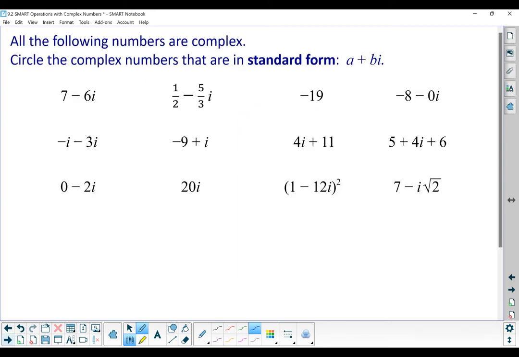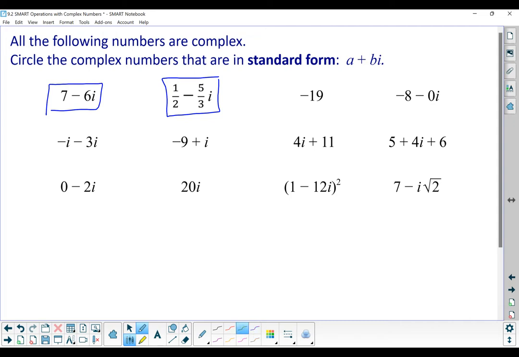So I have some examples of complex numbers. Some of these are in standard form and some of them are not. I'll just go through the list and talk about which ones are and aren't. So this one is in standard form. It has the real part first, 7, and the imaginary part, negative 6i, comes second. And like I said a second ago, it's okay if those numbers are fractions. It is still in standard form if you have the real part first and the imaginary part second.